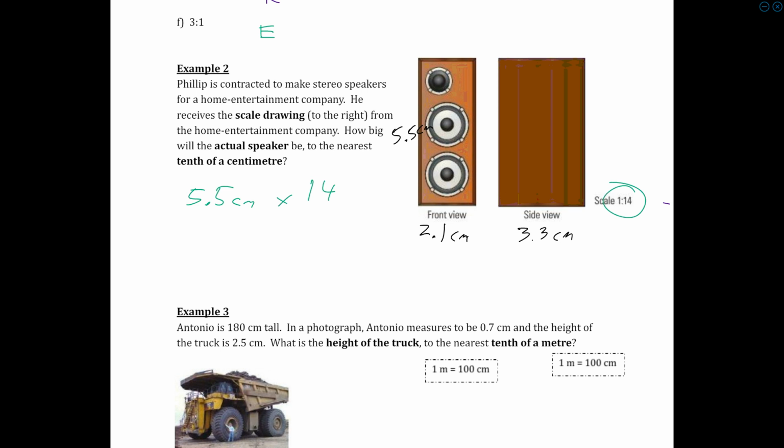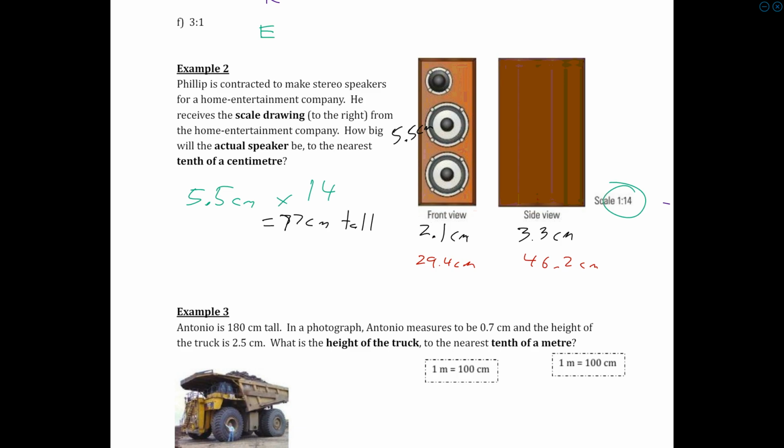5.5 times 14. So that is 77 centimeters tall. And if I wanted to find also the front view and the side view, well, they'd be 2.1 times 14. So the front view would end up being 29.4 centimeters, and the side view would be 3.3 times 14, which is 46.2 centimeters. Right, so the dimensions would be 77 by 29.4 by 46.2, and if you wanted volume, you'd multiply those together.